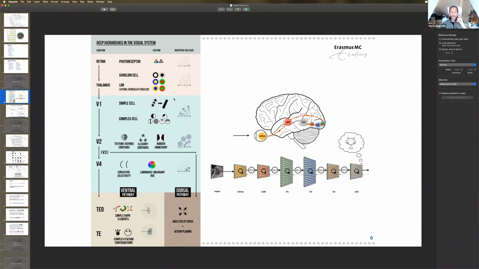And one of the things that I wanted you to attend to, and I don't know how much emphasis Josh laid on it, is the fact that the receptive field size changes quite a bit along this processing stream. I don't remember if he has this slide.